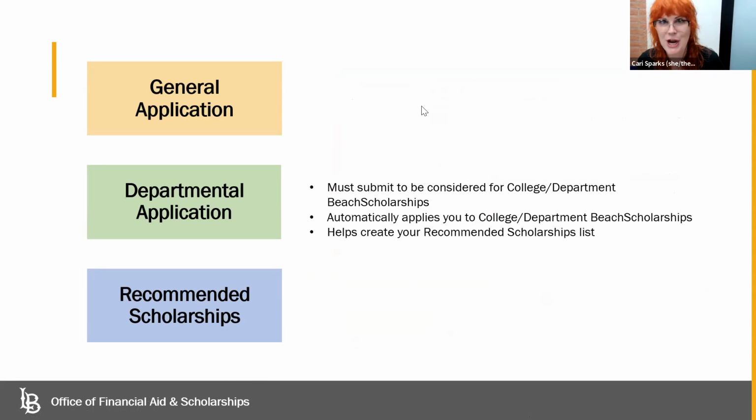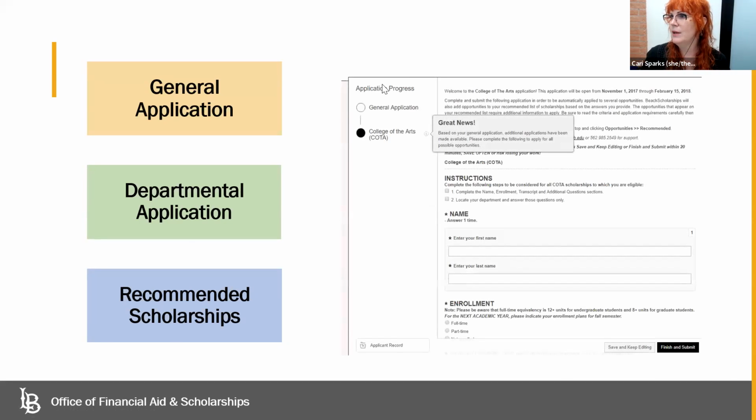Dance, College of the Arts, ballet, things like that. It automatically applies you to those, helps you create your recommended list, and also helps you to apply for those specific apply to scholarships that you might be a fit for. If you click the arrow, it should show what that looks like. So you'll notice that there's a little bubble next to general application here. And then there's a little line that goes down to the college, right? So in this instance, it is talking about College of the Arts.